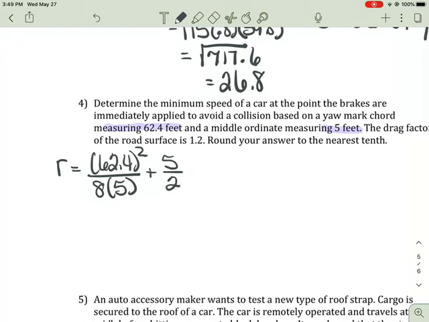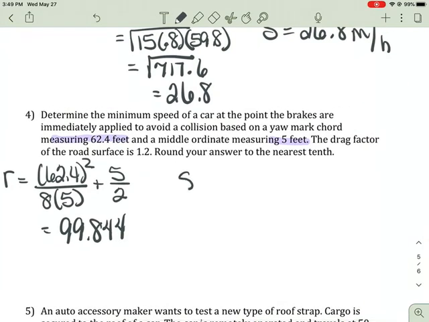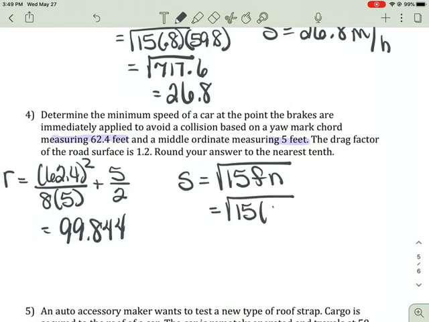Okay, so I got 99.844 is the length of our radius. All right, so let's see what's our speed. Speed was the square root of 15 f n. Okay, square root of 15, 99.844, and n is 1.2.